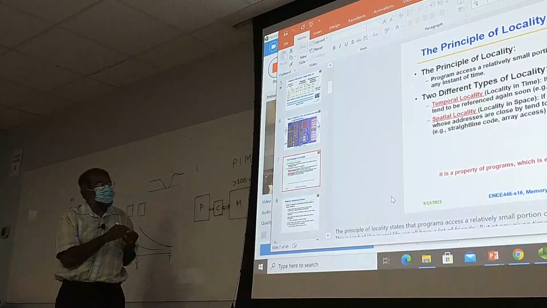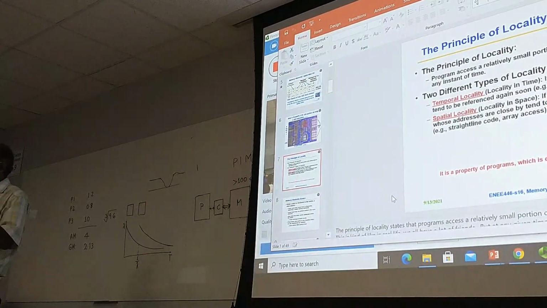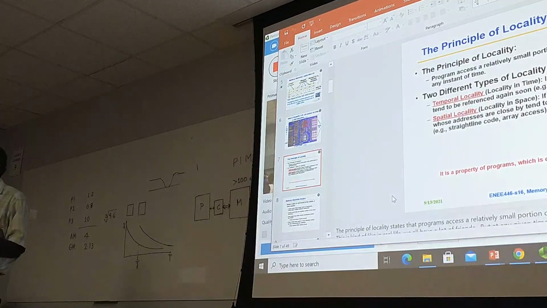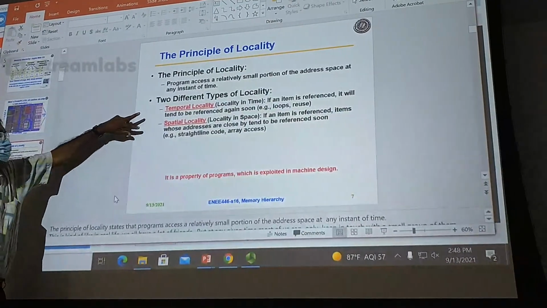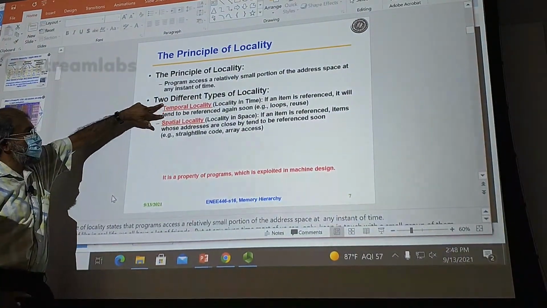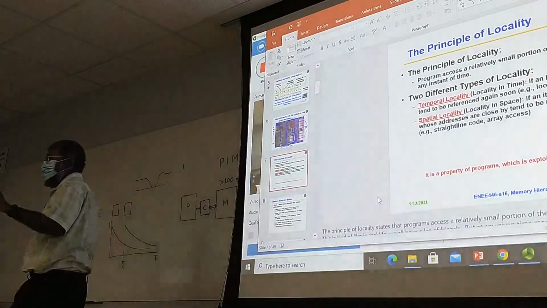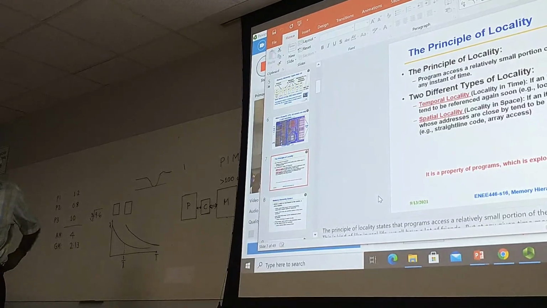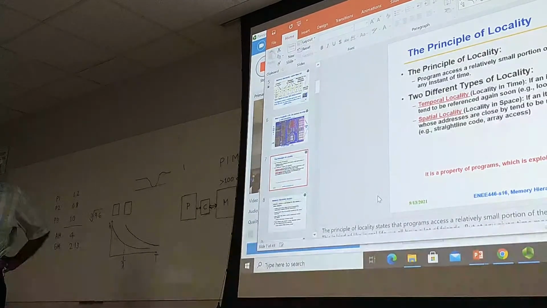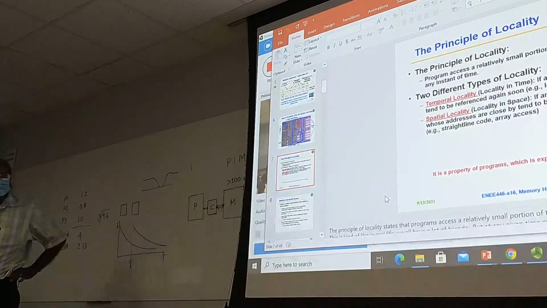But in practice, most programs have good locality, so that's why the memory hierarchy works. And we want to try to exploit both of these localities, not just one of them. We'll talk about that later, why it is important to make use of both localities.